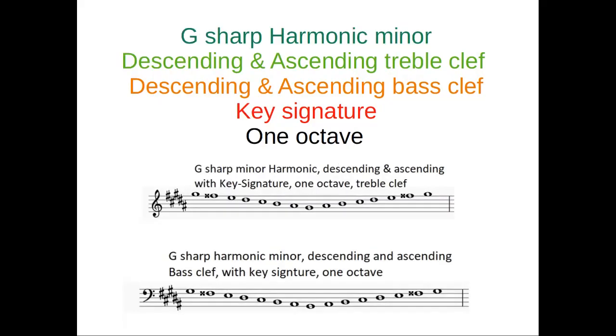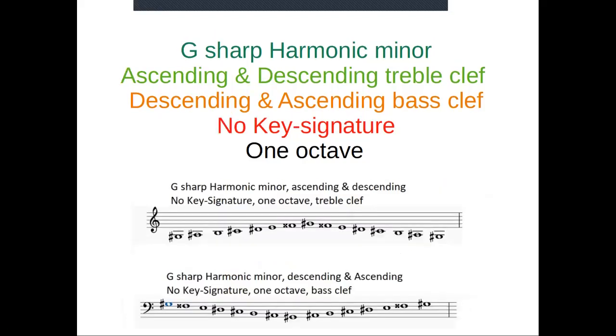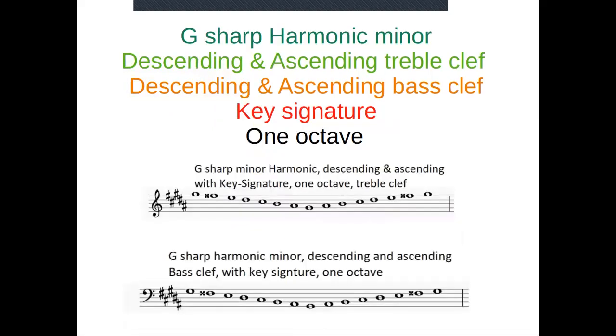Now let's just look at another example. Let's look at G sharp harmonic minor, descending and ascending in the treble clef and in the bass clef. I've turned it around this time. Instead of starting at the bottom and ascending and then descending, I said, well, let's descend and then we ascend again.